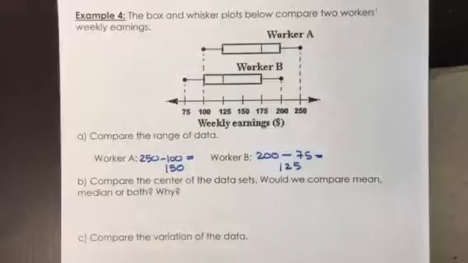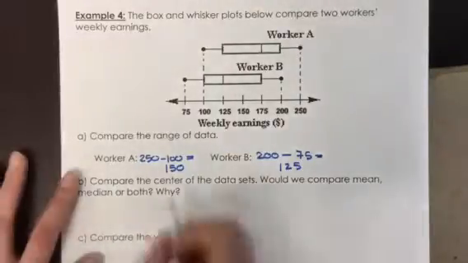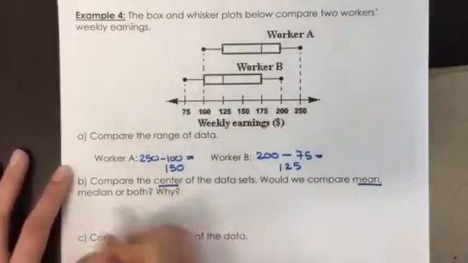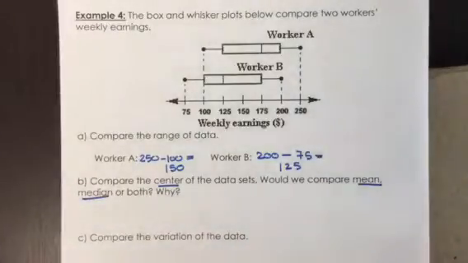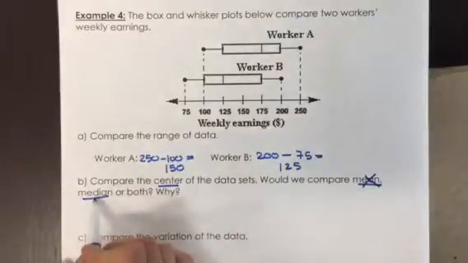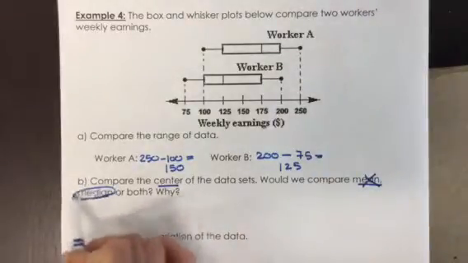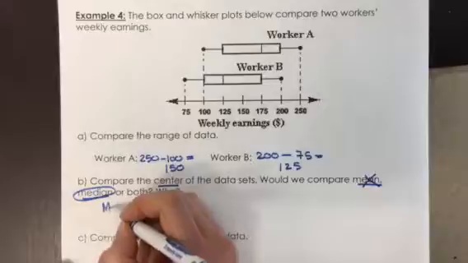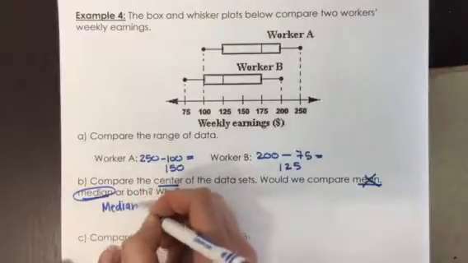Before we do that, let's look at B. Compare the center of the data sets. Remember, with center, we could be talking about the mean or the median, or possibly both. But let's think about it. We have a box and whisker plot. Do we know the mean of a box and whisker plot? Well, no, we don't. Do we know the median? Yes. So we're going to look at the median, because we don't know the mean.